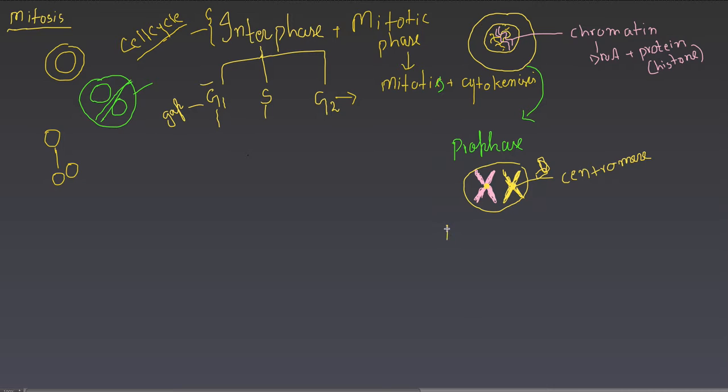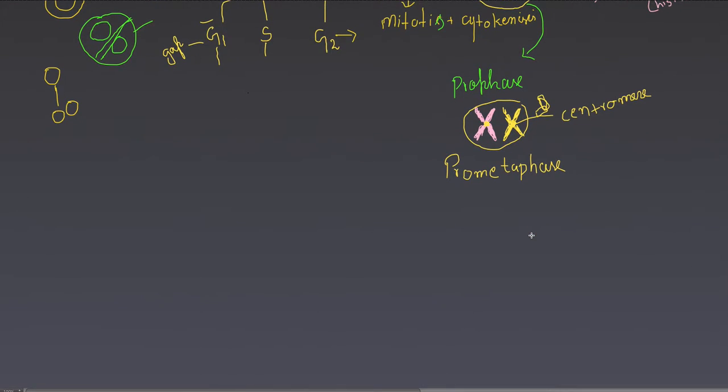Now we enter into another phase called the prometaphase. And what happens is that in prometaphase, this nuclear envelope right here starts to disappear. So I should draw it a little bit down. So in prometaphase, this nuclear envelope starts to disappear.